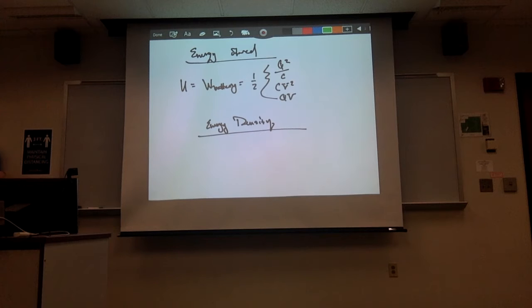Each one of these just says a different thing. They all say the same thing, but this one says that the energy is stored within the charge. This one says that the energy is stored inside of the potential. And this one says that the energy is stored in both charge and potential.